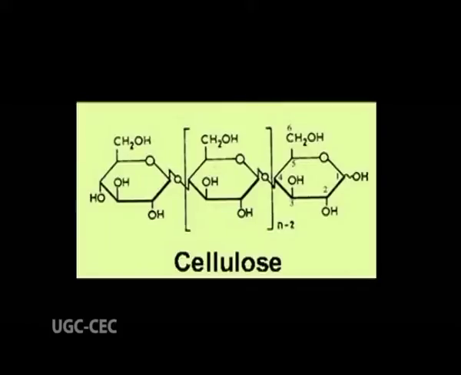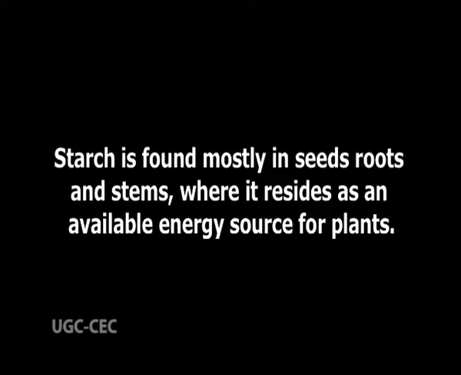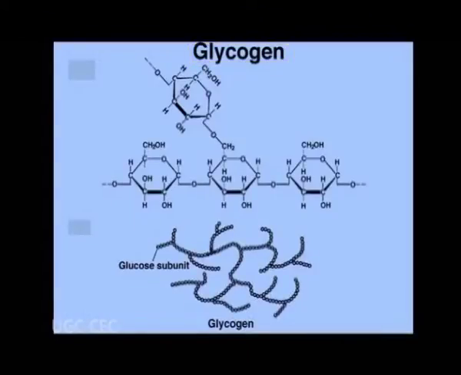Cellulose, the principal structural component of plants, is a complex polysaccharide comprising many glucose units linked together. It is the most common polysaccharide. The starch found in plants and the glycogen found in animals are also complex glucose polysaccharides. Starch is found mostly in seeds, roots, and stems, where it resides as an available energy source for plants. Plant starch may be processed into foods such as bread, or it may be consumed directly, like potatoes. Glycogen, which consists of branching chains of glucose molecules, is found in the liver and muscle of the higher animals and is stored as an energy source.